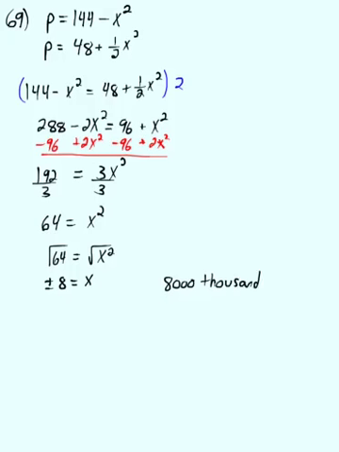And then they also want to know the price. So we take the 8, plug it back into either one of those equations to figure out the price. It turns out in this case, if we use the demand equation, 144 minus 8 squared. 8 squared is 64. And if we take 64 away from 144, we find that the price is $80. If they charge $80, they'll sell 8,000 tires. That's the point of equilibrium. And supply and demand will agree.